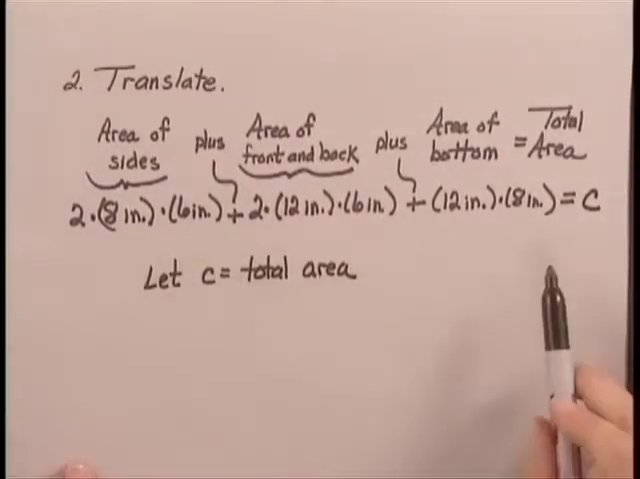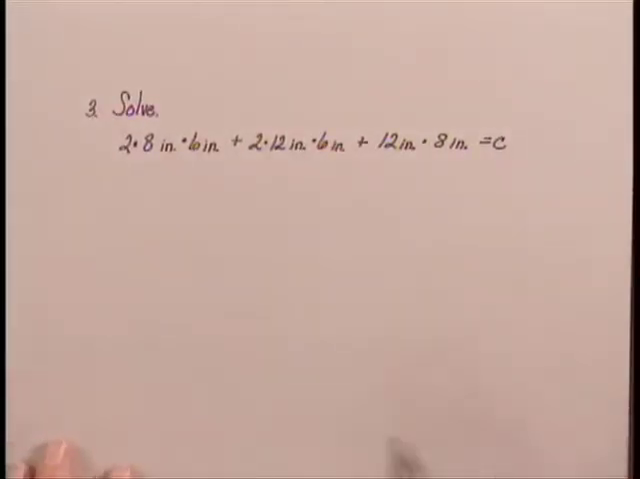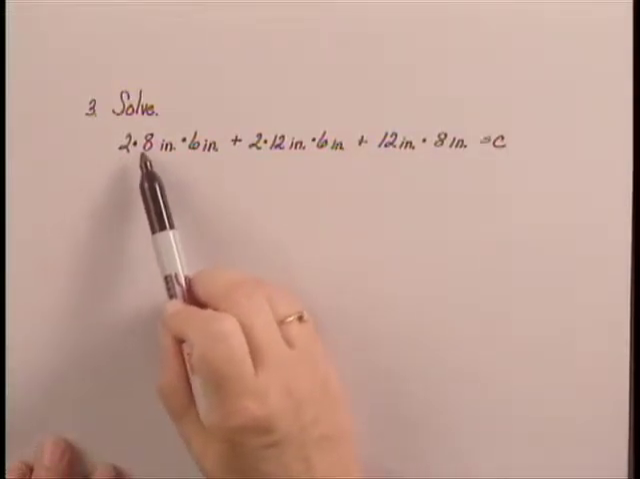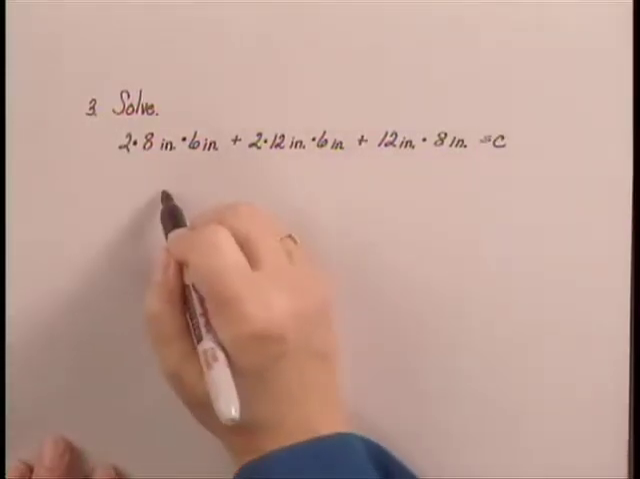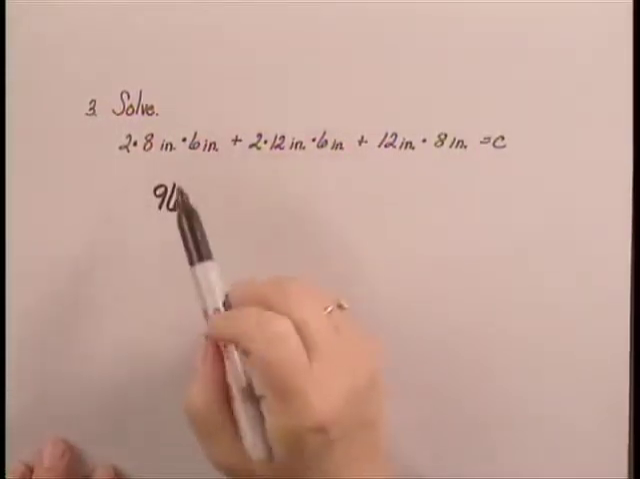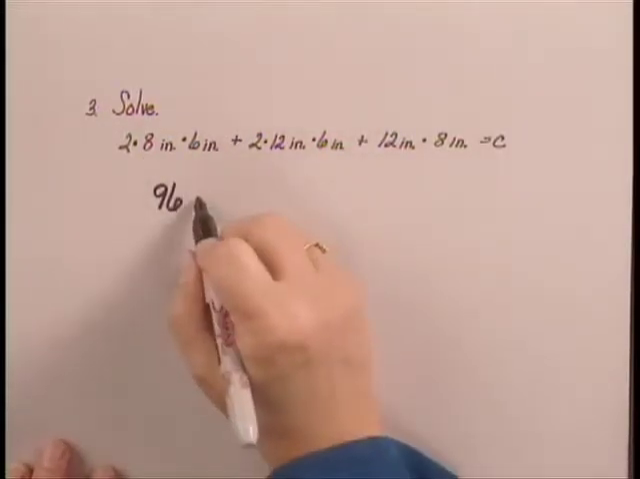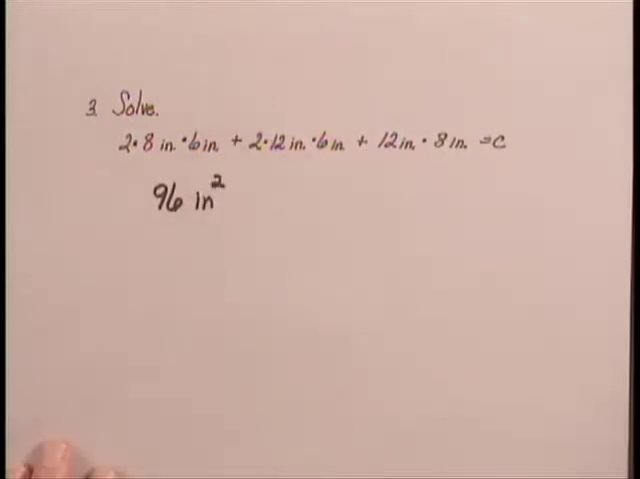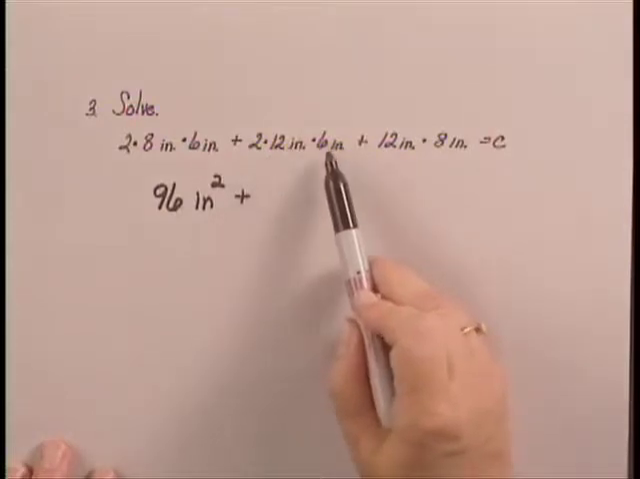Now that I have an equation, I can move to my next step, which is to solve the equation. To solve this equation, I need to carry out all of these multiplications and additions. I'm going to start by carrying out the multiplications. I have 2 times 8 inches times 6 inches. 2 times 8 times 6 is 96. And because I'm multiplying something measured in inches by something measured in inches, I will have square inches as a unit.